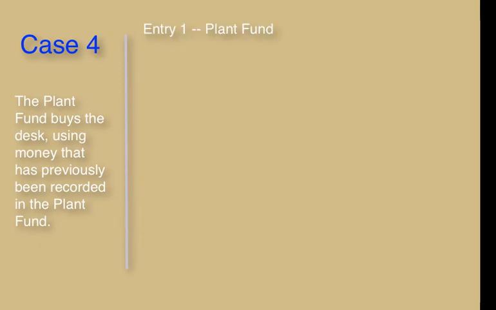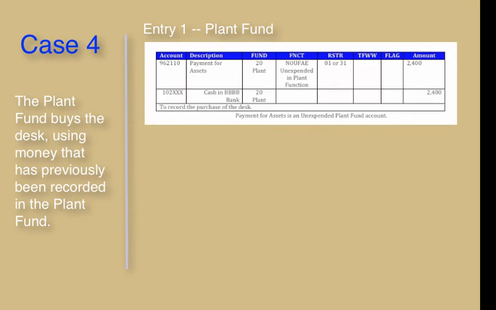This is a debit to account 962110, payment for assets. The analysis that we need is Fund 20, function NOUFAE, an expended in plant function, and the restriction is going to be either 01 or 31, depending upon the type of resources that were used for the purchase. The credit side would be to account 102 something, the cash in the bank account, and the analysis would be Fund 20. This records the purchase of the desk.